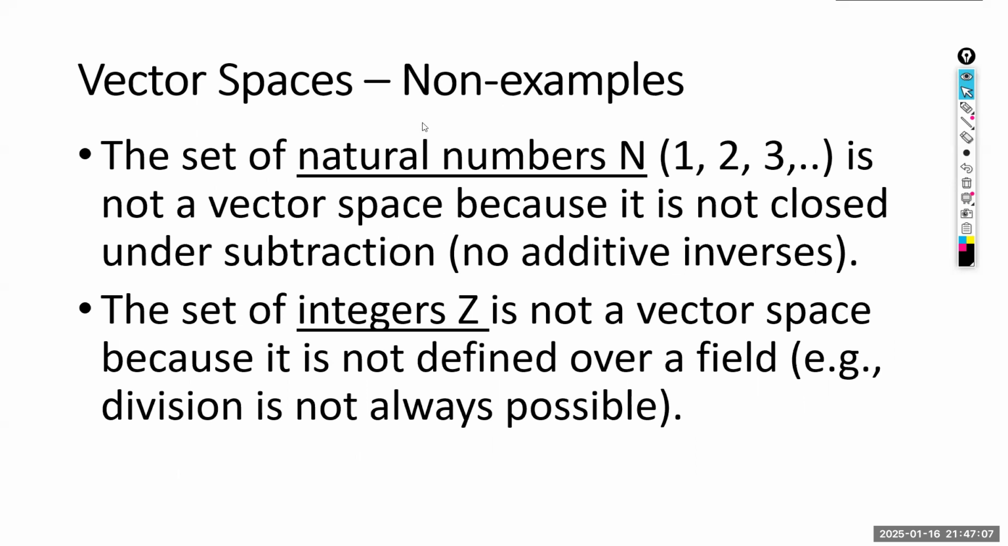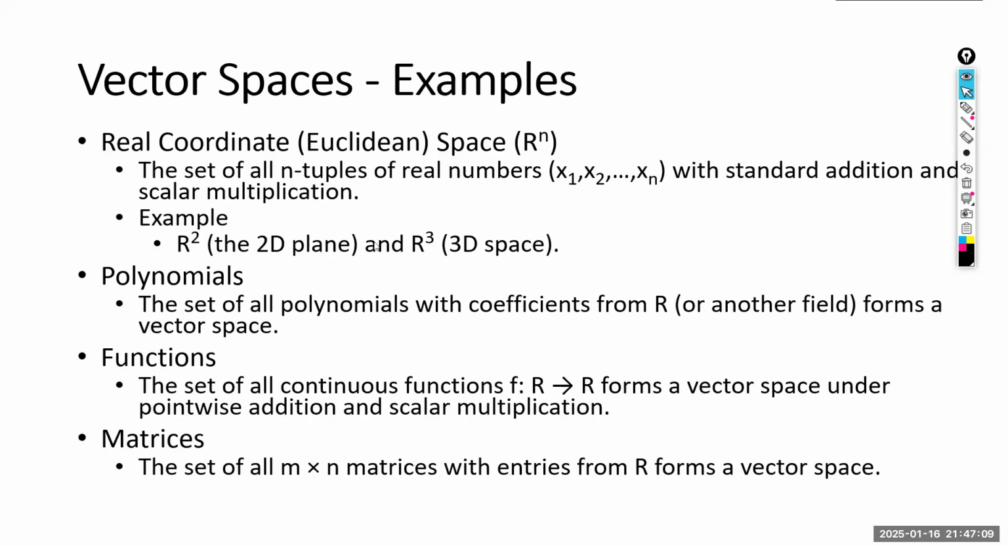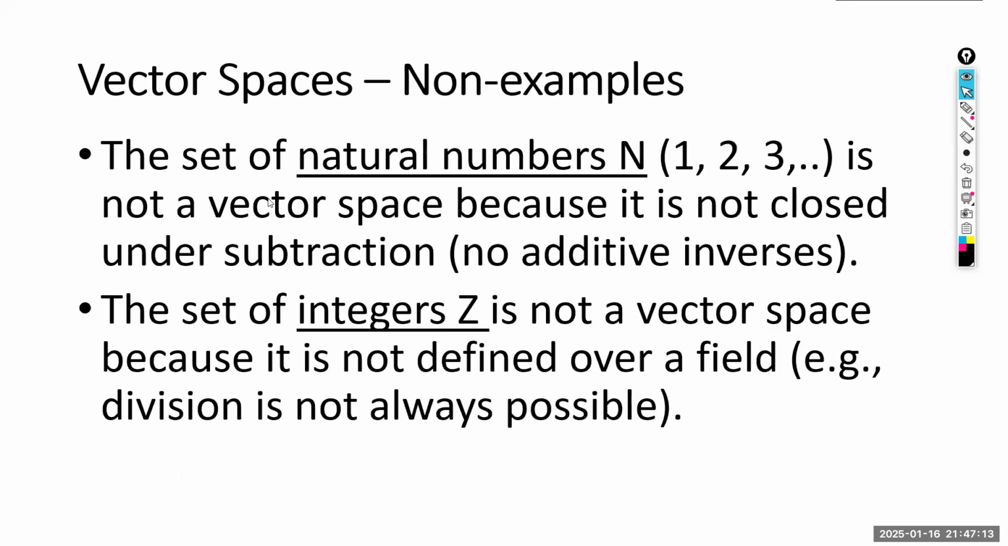So these are some examples of vector spaces. And these are some examples which are not vectors. Natural numbers are not vectors. Integers are not vectors. Okay. Why are natural numbers not vectors? Because there is no additive inverse. The additive inverse of a natural number is not a natural number.